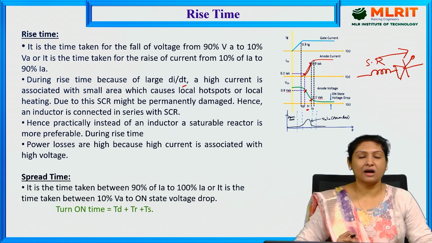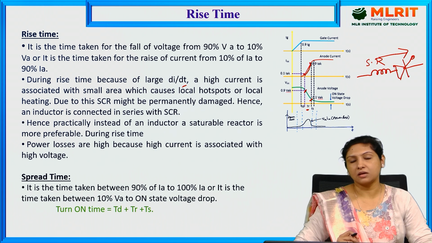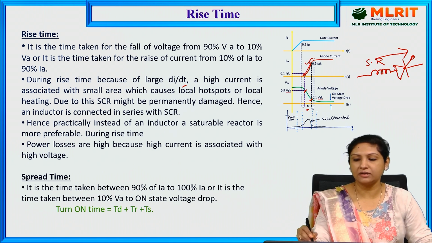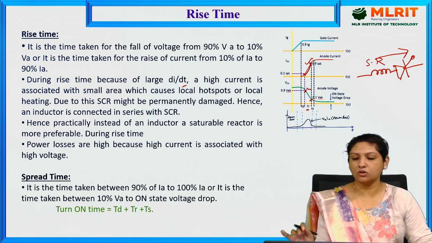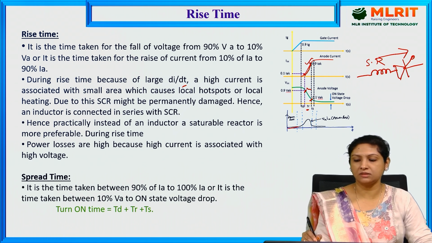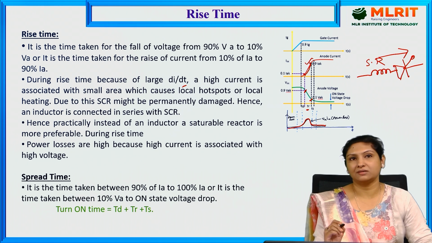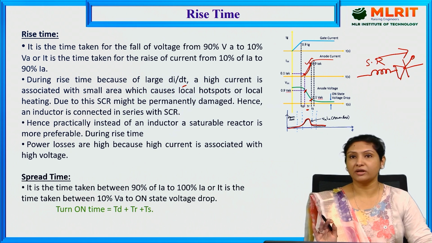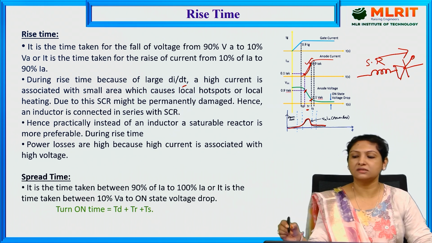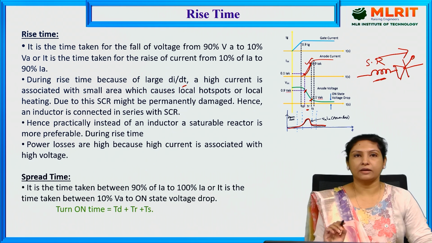Power losses are high because high current is associated with high voltage. If you see here, current is high and voltage is less, and because of which the power losses in the device will be very high. These are the power losses which are associated during the rise time, and in order to protect our SCR from heat, that is the reason we are connecting an inductor in series with the SCR.